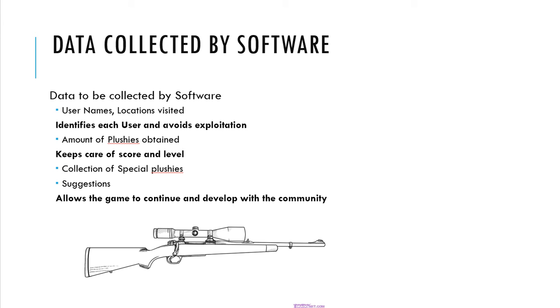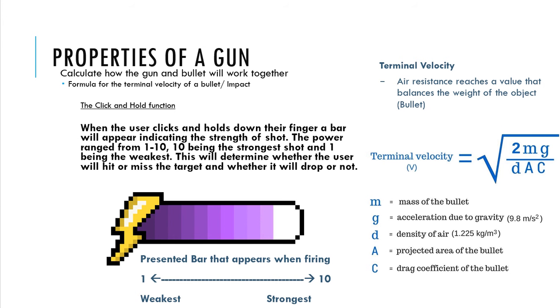And finally, a suggestions tab. This will allow the game to continue and develop with the community. The properties of a gun. This is how the gun, bullet, and plushie will work together. The terminal velocity formula will be used to determine the strength of a bullet and its drop-off. The formula can be seen on the right.